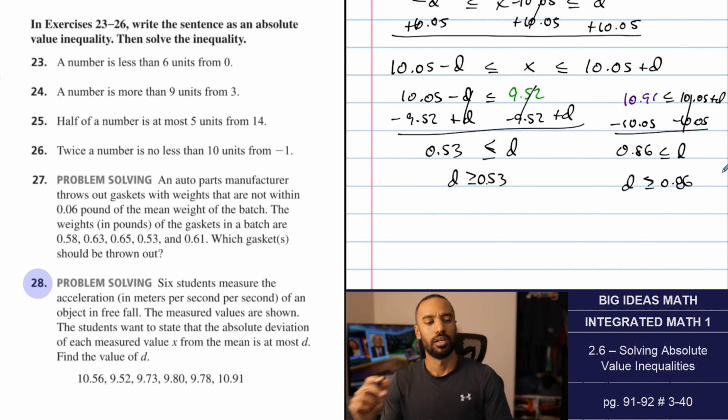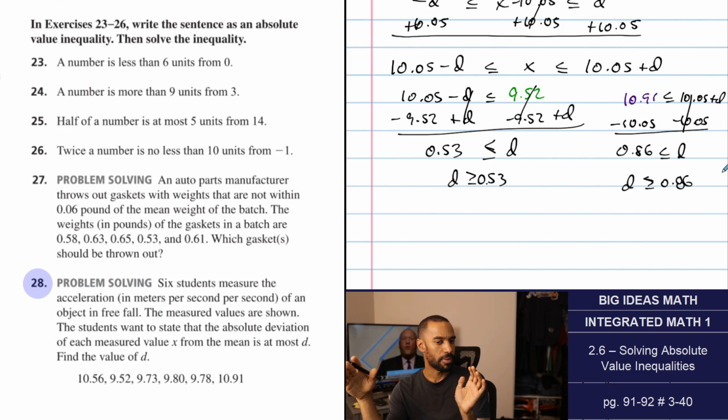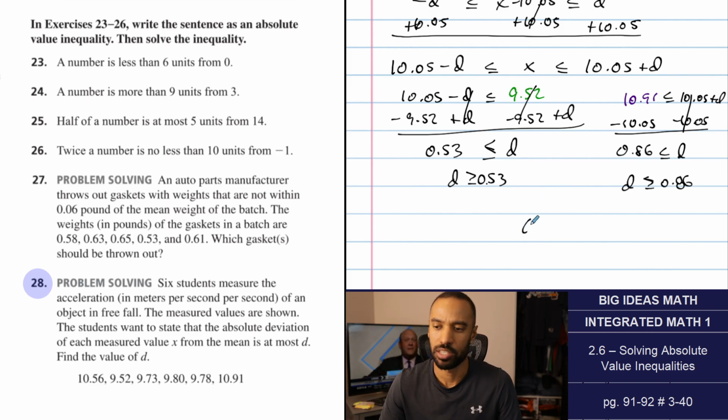So I might have expressed it incorrectly, but my thought to this is 10.91 is the highest value of the set, 9.52 is the lowest value of the set, 10.91 has the greatest difference from our average to it, and they said all of these values from the mean is at most D units away from there. So my guess is we say 0.86. I say we say D is 0.86.